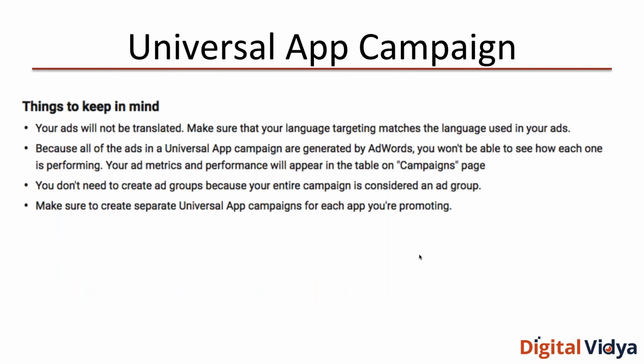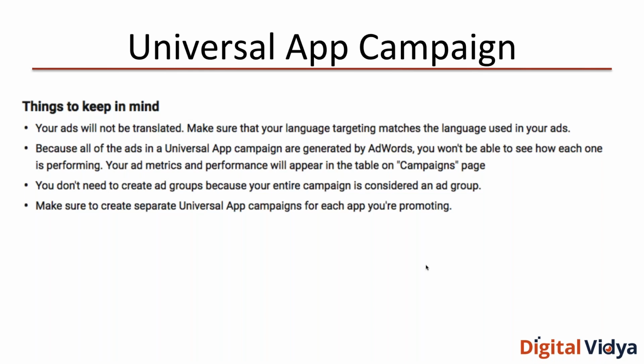So other things to keep in mind for a universal app campaign: your ads will not be translated. So make sure whatever language targeting you're using, like English in my case, I should be using that language, English, in my ads. And because these ads are generated by AdWords, you won't be able to see how each one is performing. I mean, each specific one.